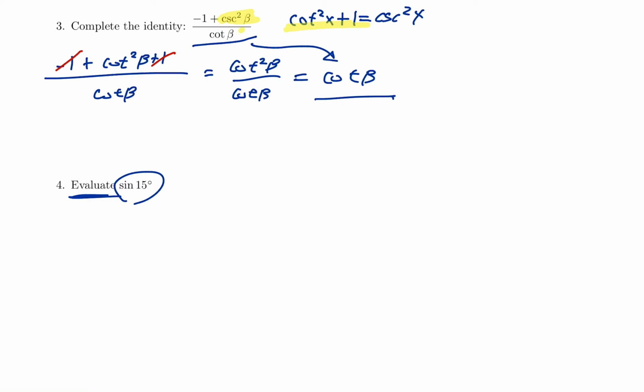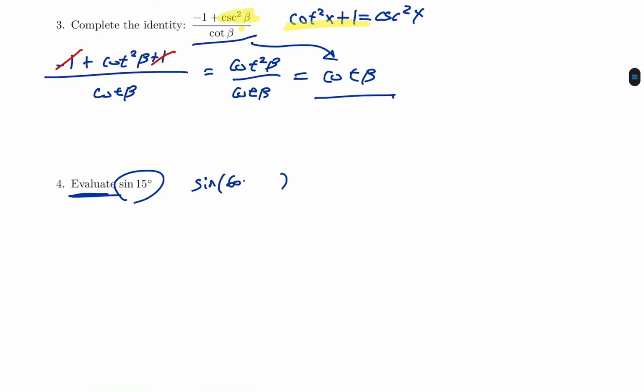But sine 15 degrees is not on the unit circle, so we have to use one of the trig identities. In this case, we have to use the sum and difference identity. So first we have to find two angles that are on the unit circle, that if I either add or subtract those two angles, I can obtain 15 degrees. So here if I subtract, for example, 60 and 45, we can get 15 degrees. So here we have to use a sum and difference formula. Again, these formulas will be provided. You do not have to memorize these.